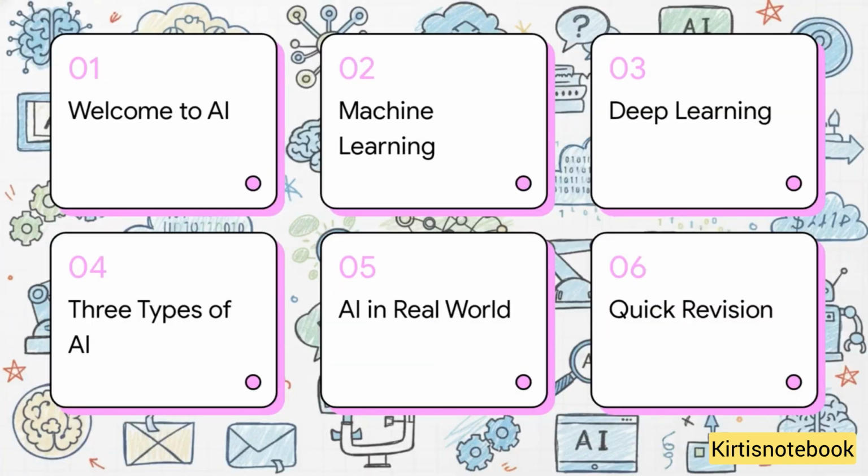All right, here is our roadmap for this session. We are keeping it super structured to help reduce any of that exam anxiety. We'll start with a welcome to AI to lock down our basic definition. Then we'll peel back the layers by looking at machine learning and then deep learning. After that, we'll cover the 3 types of AI, explore where AI is actually used in the real world, and finally, we'll wrap up with a quick revision of key terms. You'll see exactly how all these concepts just naturally build on top of each other.